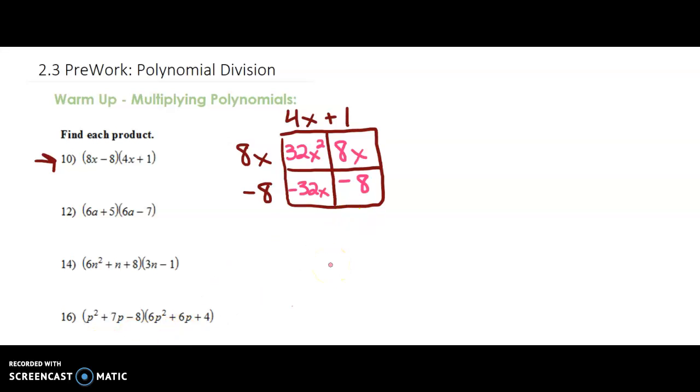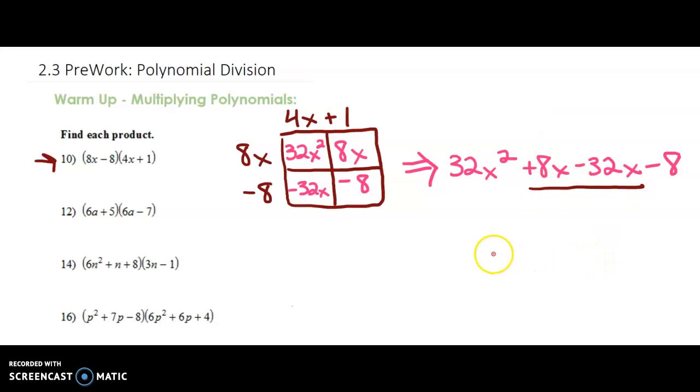When I fill that out, when I multiply each of these boxes together, I get what you see in pink in my box. And when I go ahead and pull those terms out, I get 32x squared plus 8x minus 32x minus 8. And of course, my last step, as we know, is we see we have like terms, and so we need to combine those. And when I do that, I get 32x squared minus 24x minus 8.